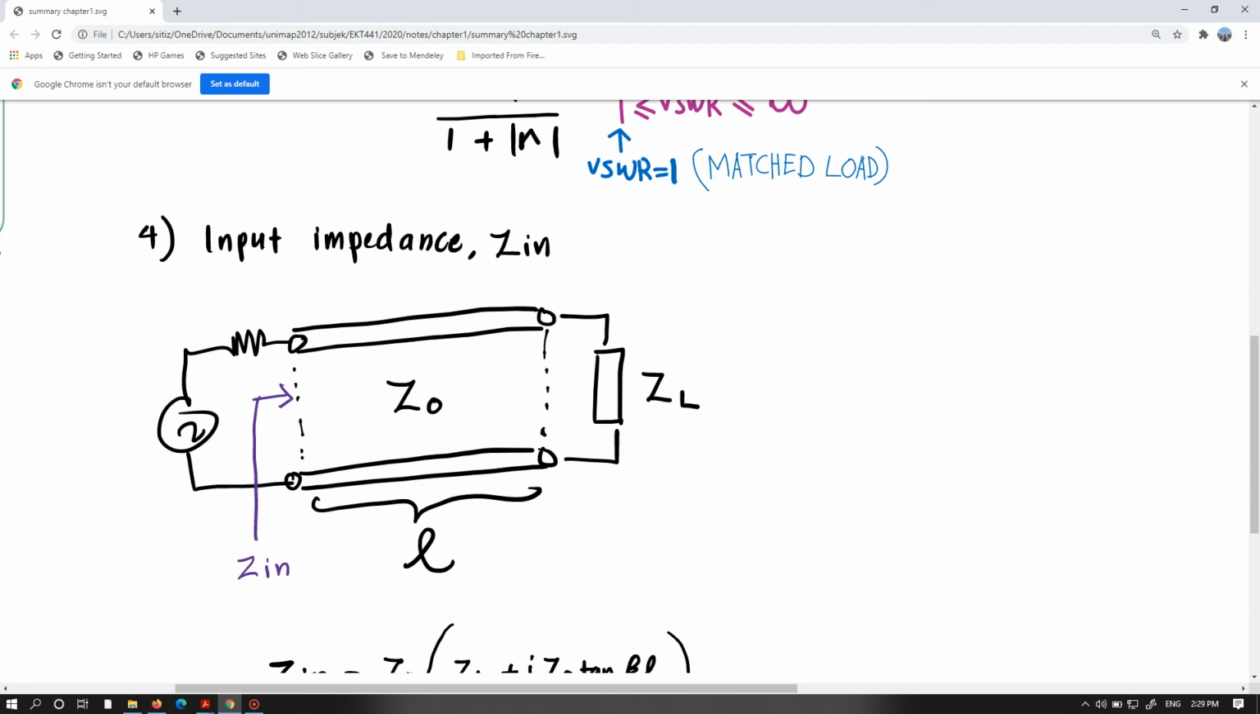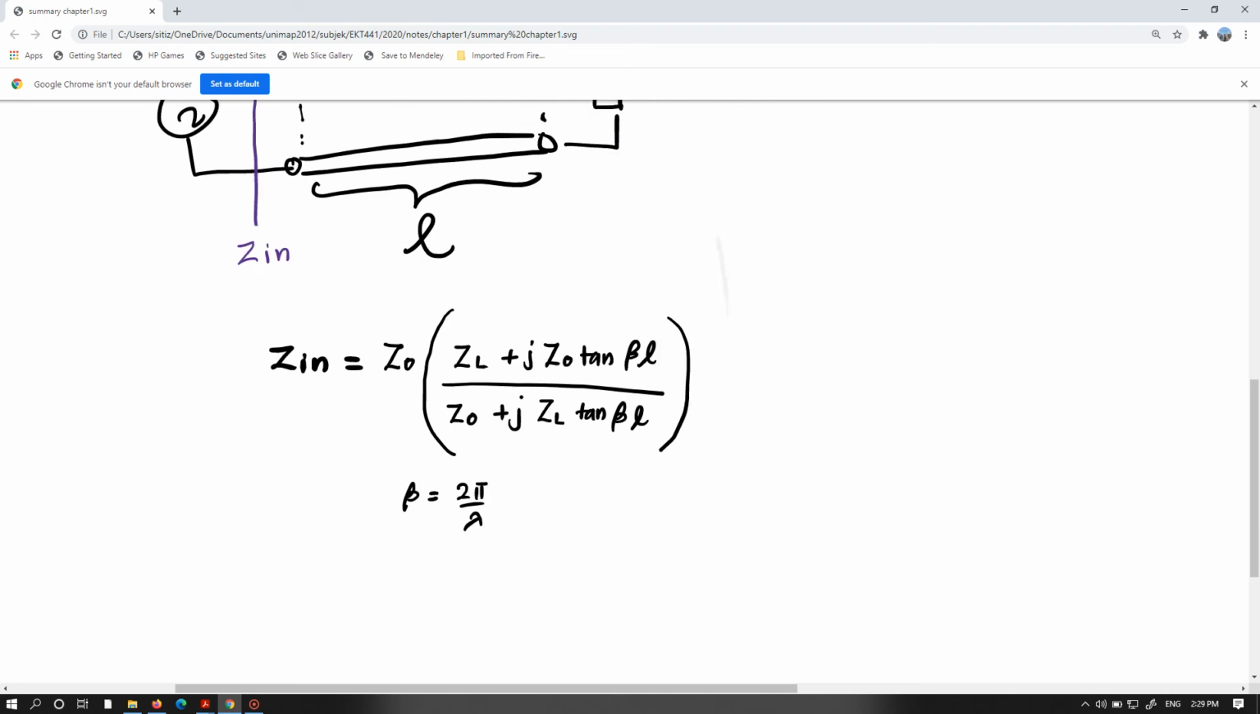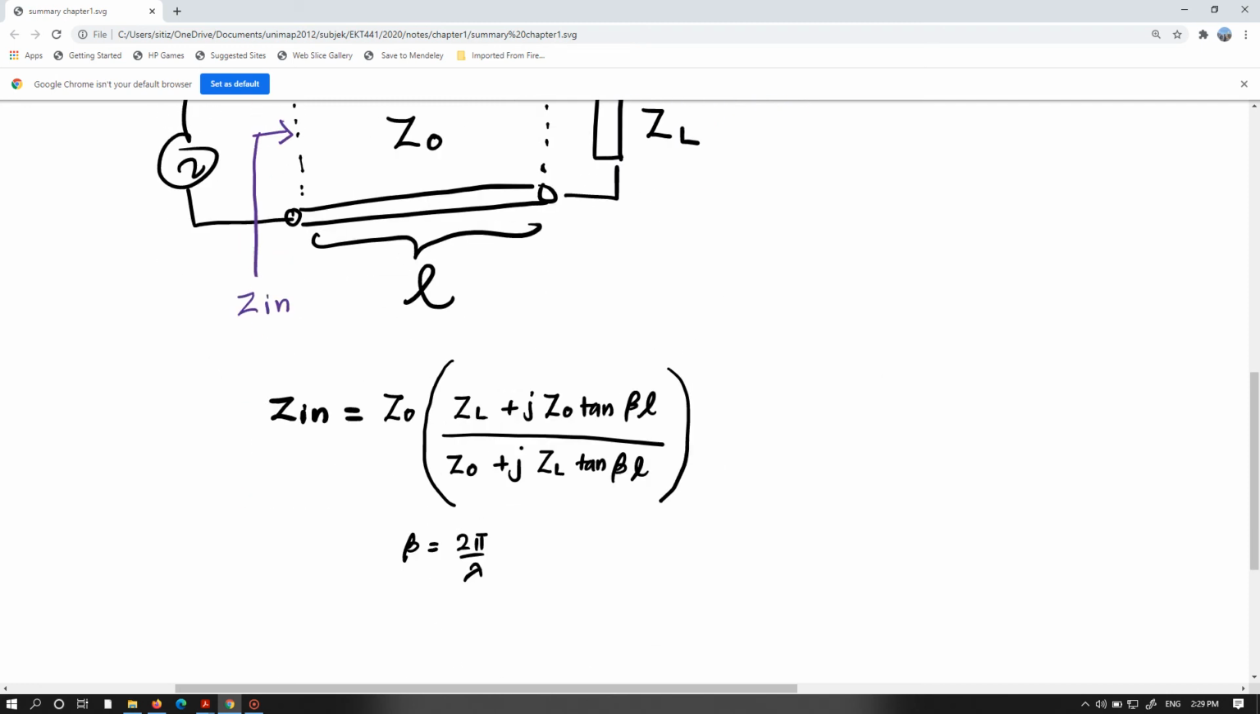So what happens is that you have to know how to calculate the input impedance, because by knowing the input impedance, later you can introduce a matching network to make your characteristic impedance match with your load. So that's why we have to know how to calculate the Zin at a certain length. So this is the formula. If ZL is given, Z0 is given, and length is given, then you can simply put them in the formula and calculate.